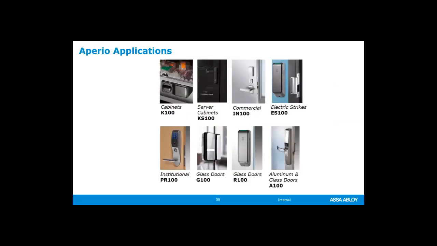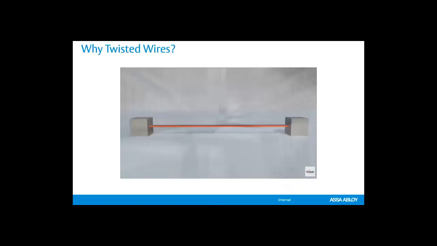The Imperial locks are available for a wide variety of applications, including commercial, metal and wood doors, glass doors, aluminum doors, in addition to cabinet locks and servers. For these applications, the Imperial locks are available as mortise locks, cylindrical locks, exit devices, cabinet locks, as well as electric strikes.